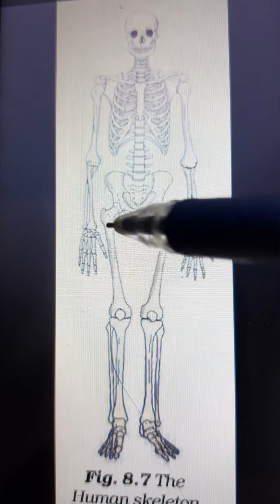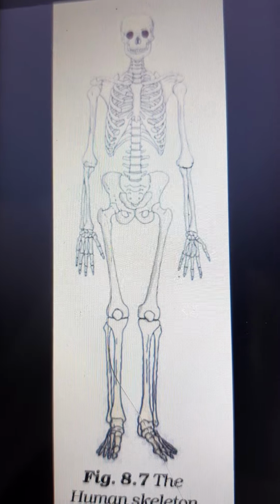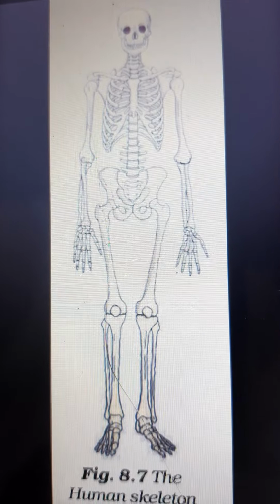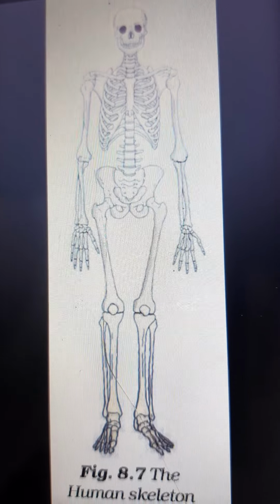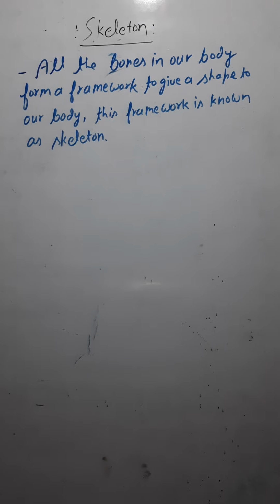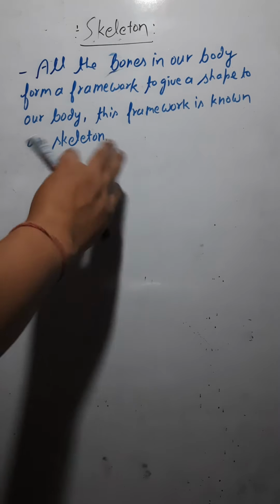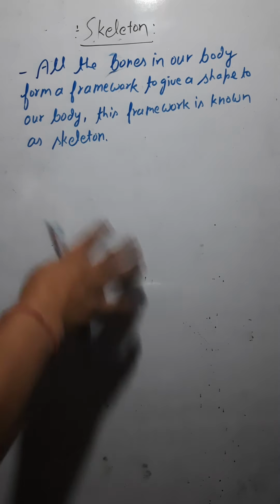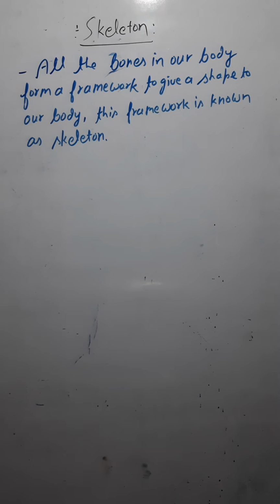Are you getting this? So this is the structure you have to make in your notebook of the human skeleton. Try to make it as good as possible. And this is the definition of skeleton: all the bones in our body form a framework to give a shape to our body. This framework is known as the skeleton. First you have the framework, a shape, then with the help of skin, etc., you have your complete body, isn't it?